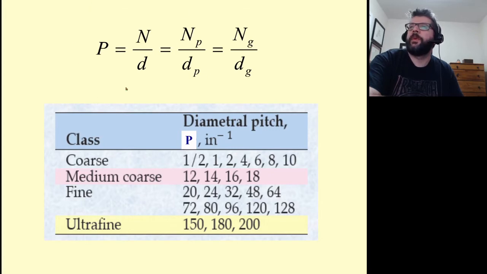Some typical values for diametrical pitch: ones that would be considered coarse would be in the half per inch to 10 per inch range. Medium coarse, 12 to 18. Fine, 20 to 128, and then ultra fine, 150 to 200.